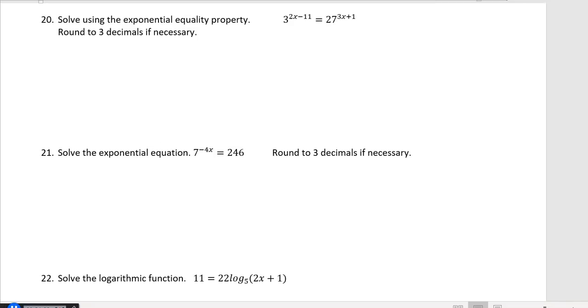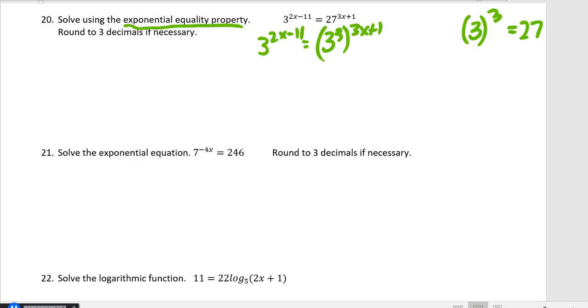Number 20, solving using the exponential equality property. I give you a little tip here. I'm actually telling you the easiest way to solve it. And that's to set the bases so that they're the same. Well, this one has a base 3 and this one has a base 27. They're not the same. So ask yourself, can I write 27 as base 3? What would I need to be? If you need to, use your calculator to help you. You'll see that 3 cubed is the same thing as 27. So I could write this as 3 cubed instead of 27.